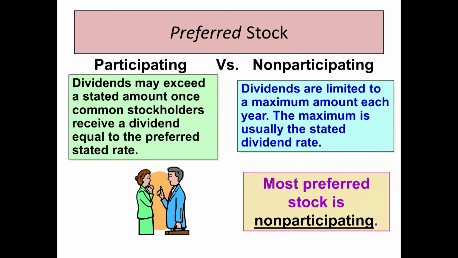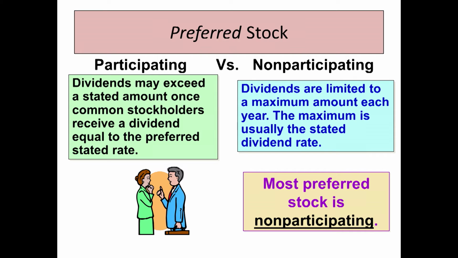It's non-participating. Think of it this way. You are not participating in those years of plenty. You're still just getting your set amount. You with me? Now, there is something called participating preferred stock, where in some situations, dividends can exceed the stated amount. But that is pretty rare. Okay, I don't think I've ever seen it. Okay, most preferred stock is non-participating.